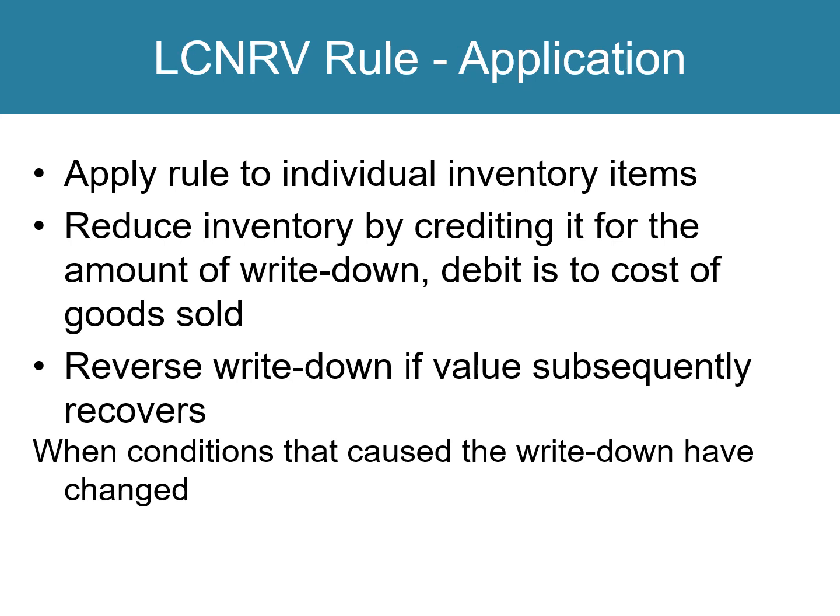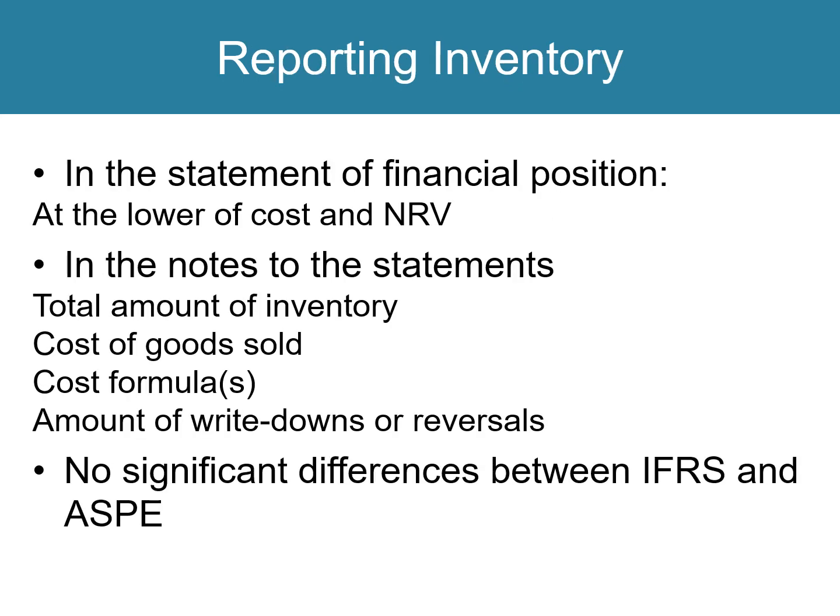We apply the rule to individual inventory items, reduce inventory by crediting it for the amount of write-down. Debit is the cost of goods sold. Reverse write-down if value subsequently recovers when the conditions that caused the write-downs have changed. We report our inventory in the Statement of Financial Position at the lower of cost and NRV. Also in the notes to the statements, total amount of inventory, cost of goods sold, cost formulas, amount of write-downs or reversals. And there's no significant differences between IFRS and ASPE.